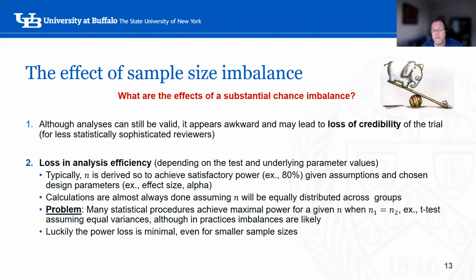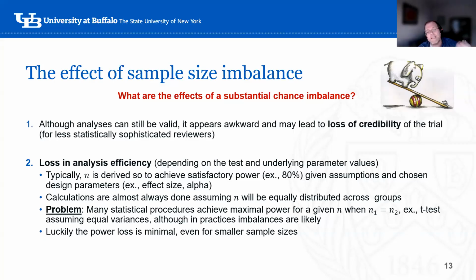And then if I can't trust their randomization, how can I trust any of their results? And so that's something I need to be aware of as a scientist, how my results are perceived by the scientific community. Perhaps a bigger issue for me from a statistical perspective is the loss in efficiency. So generally speaking, a lot of our statistical procedures perform best under a balanced sample size.